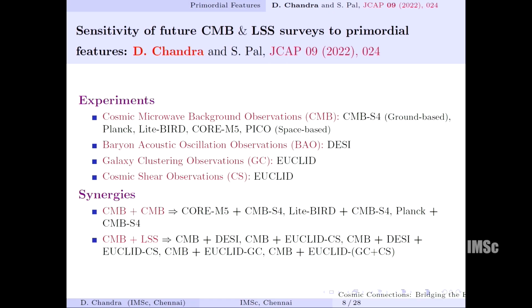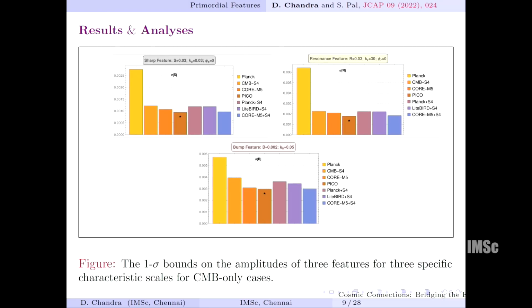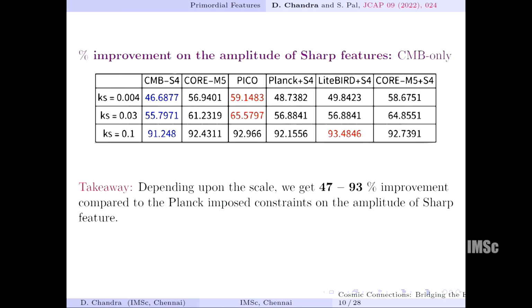In this way we have tried to make our work extensive. We found that, in comparison to the Planck-imposed bound, we can get much better bounds on the feature parameters. The best bounds are coming from the PICO mission, and comparable bounds come from the synergy of satellite-based and ground-based missions, CMB-S4 and CORE-M5, and this is true for all three features. I have shown only a single characteristic scale here because there are too many plots.